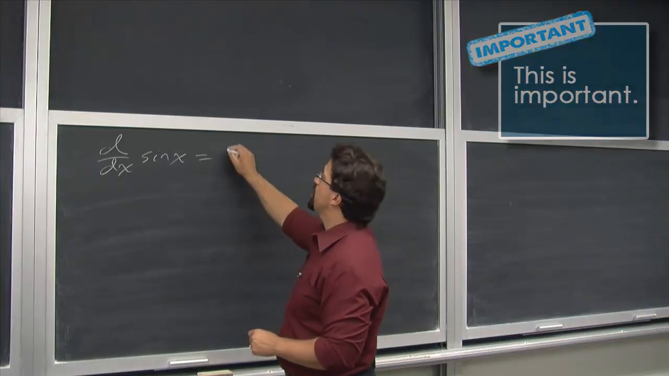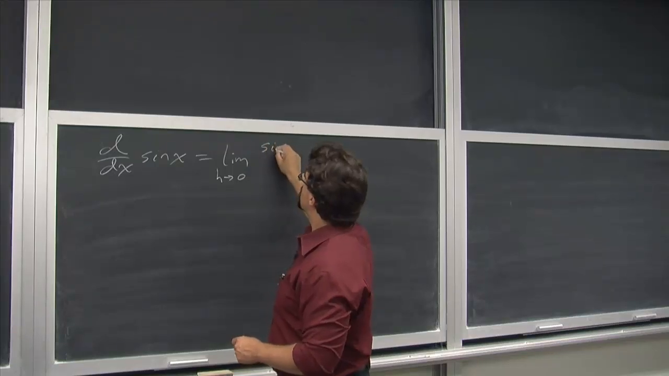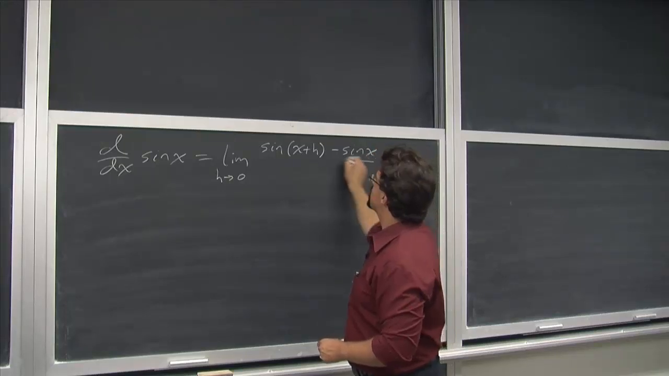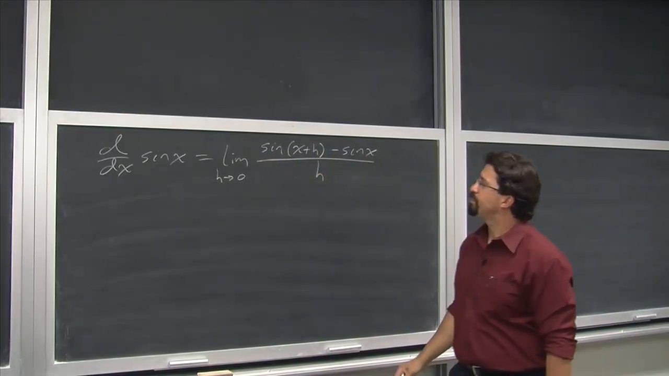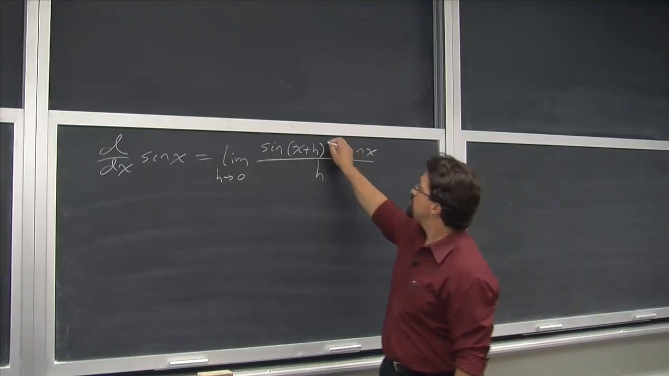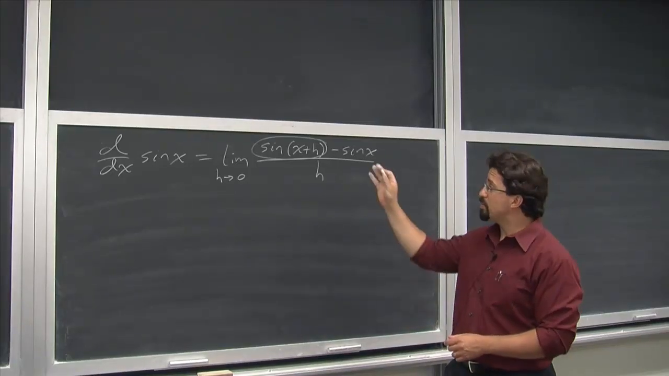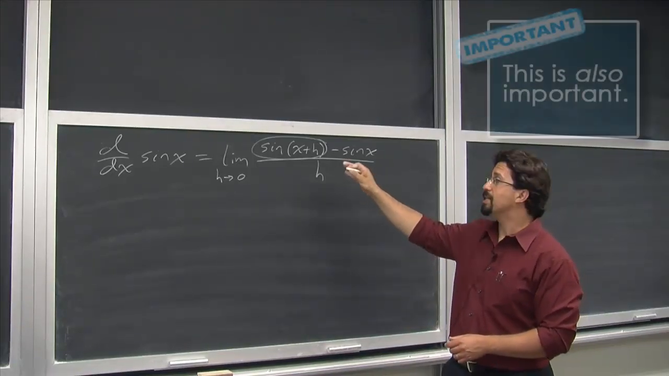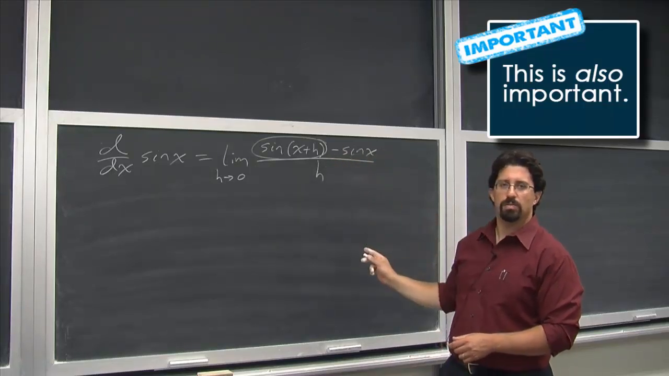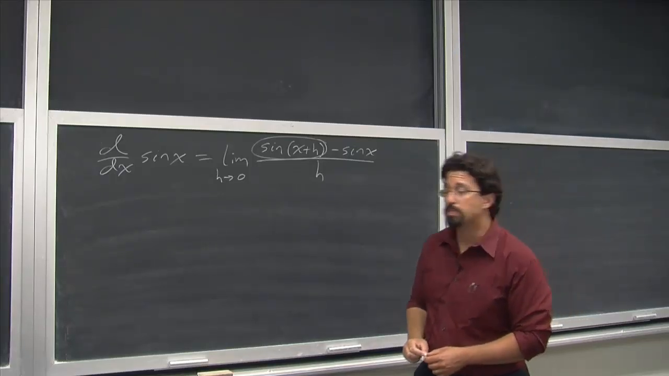becomes necessary. So this is the limit as h goes to 0 of sine of x plus h minus sine of x all over h. Well, that's not pretty. But sine of x plus h, we know that we can do something with it. We know that we can expand it because we know how to find the expansion of sine of a plus b. There's nothing else that we can do.